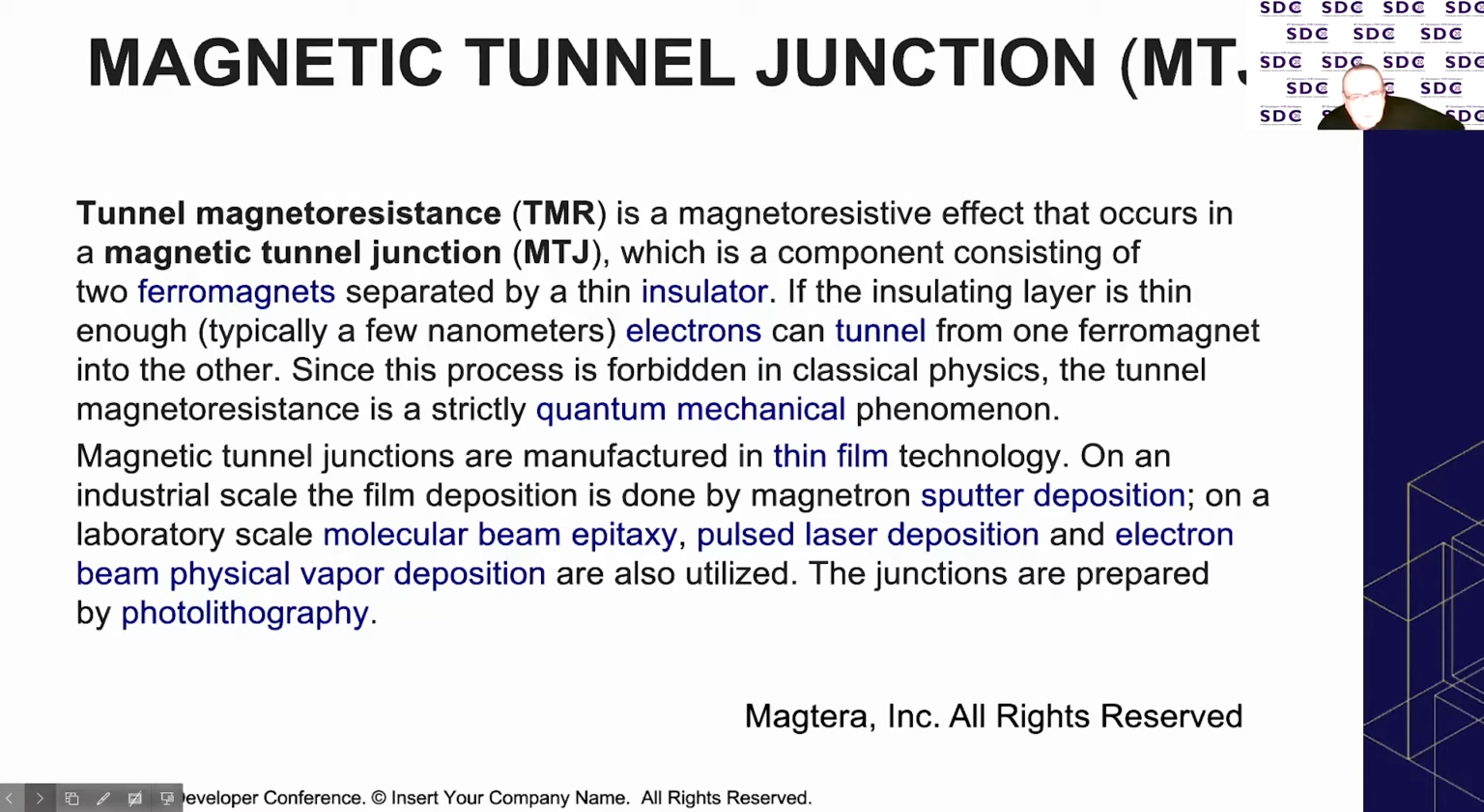Magnetic tunnel junctions are manufactured in thin film technology. On an industrial scale, the film deposition is done by magnetron sputter deposition. On a laboratory scale, molecular beam epitaxy is used in most cases. The junctions are prepared by photolithography.